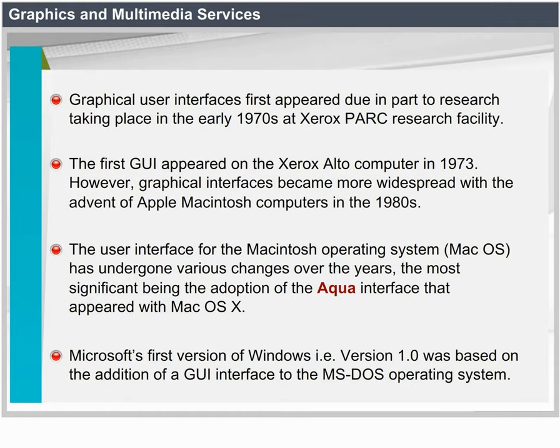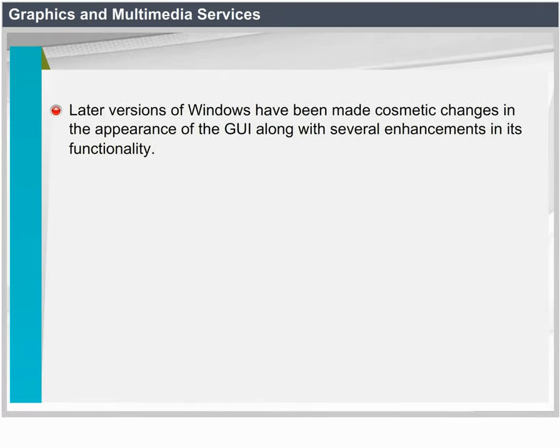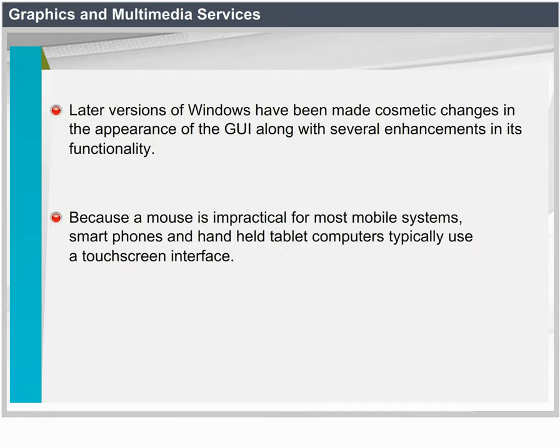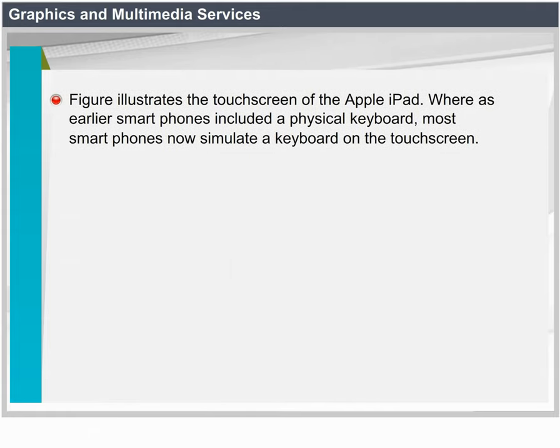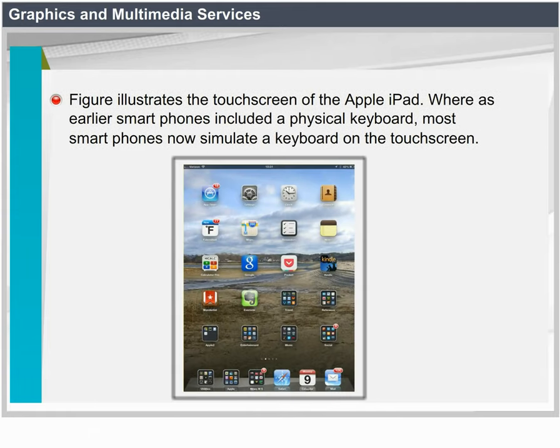Later versions of Windows have made cosmetic changes in the appearance of the GUI along with several enhancements in its functionality. Because a mouse is impractical for most mobile systems, smartphones and handheld tablet computers typically use a touchscreen interface. Here, users interact by making gestures on the touchscreen, for example, pressing and swiping fingers across the screen. Figure 2.3 illustrates the touchscreen of the Apple iPad. Whereas earlier smartphones included a physical keyboard, most smartphones now simulate a keyboard on the touchscreen.